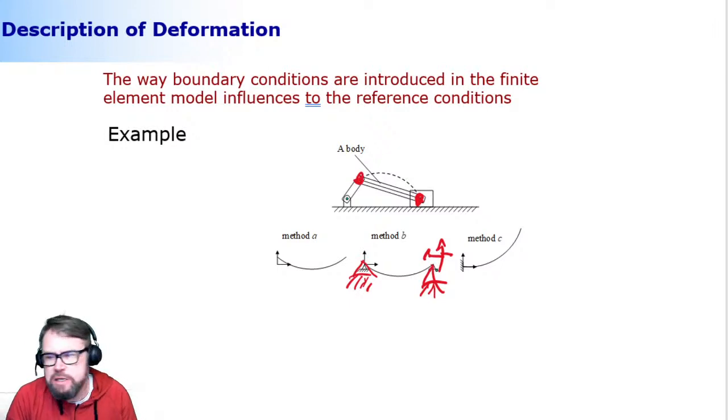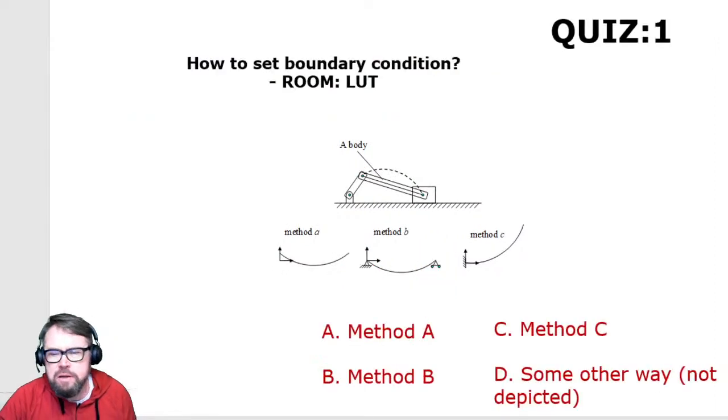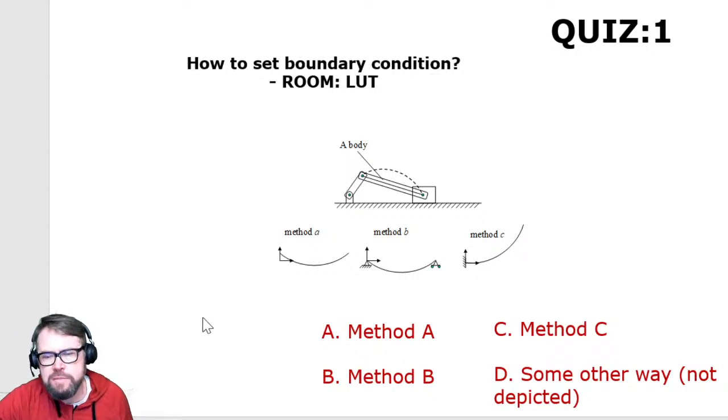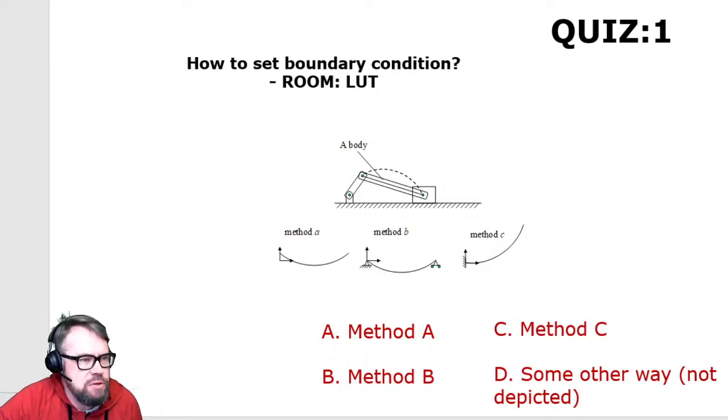Let's set up the competition in this regard. So the competition is as follows. How to set the boundary condition? Again, I can see my slides are a bit twisted to the right-hand side. Okay, anyways, what method should you use? Method A, B, C, or something else. So let's put the competition on.